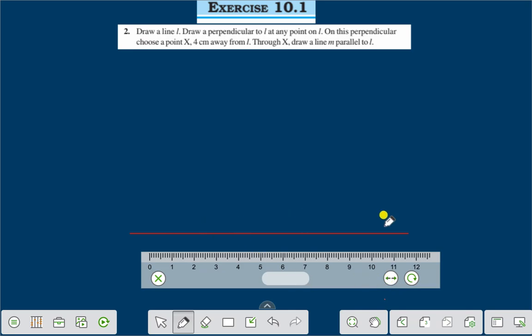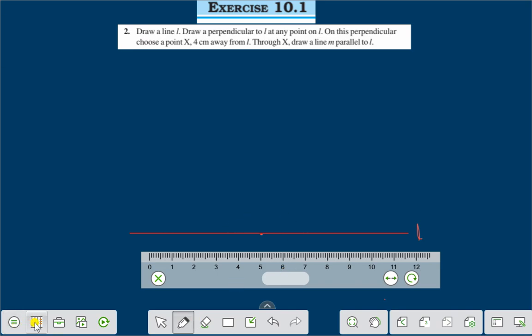Suppose this is L, right? Draw a perpendicular to L at any point on L. Suppose we have taken a point here. At this point, we will draw a perpendicular line, right? Here we will draw a perpendicular.